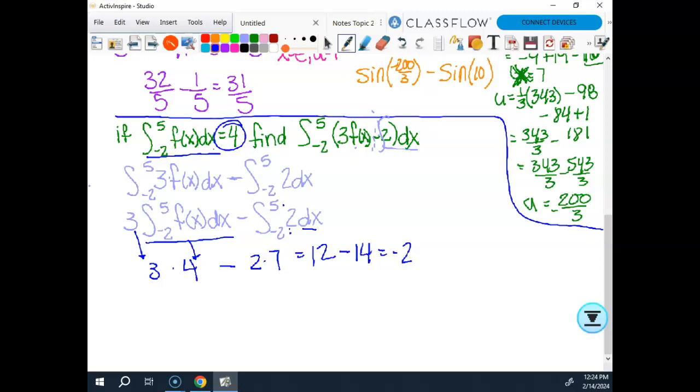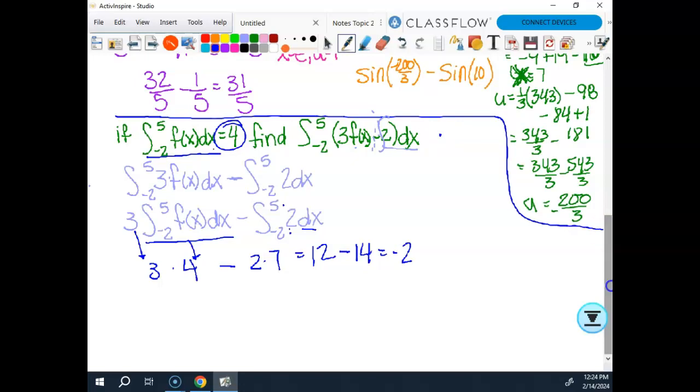Okay? So I wanted you to see that just because we're integrating and we have limits of integration, we're not necessarily always doing a u-substitution. We're not necessarily always having to use the fundamental theorem. We have integral properties that we can use to split things up. Okay? We good with that?